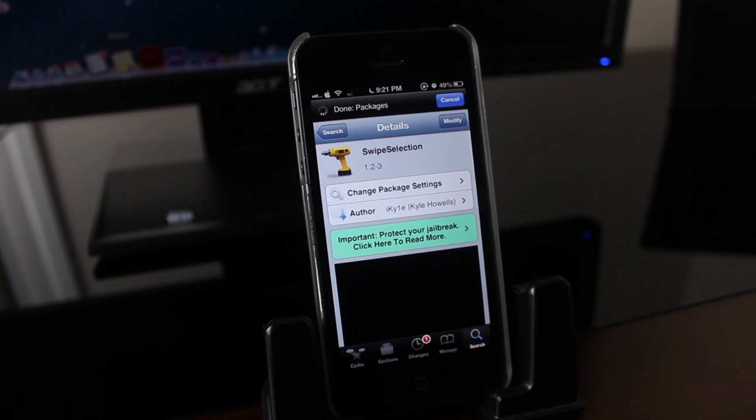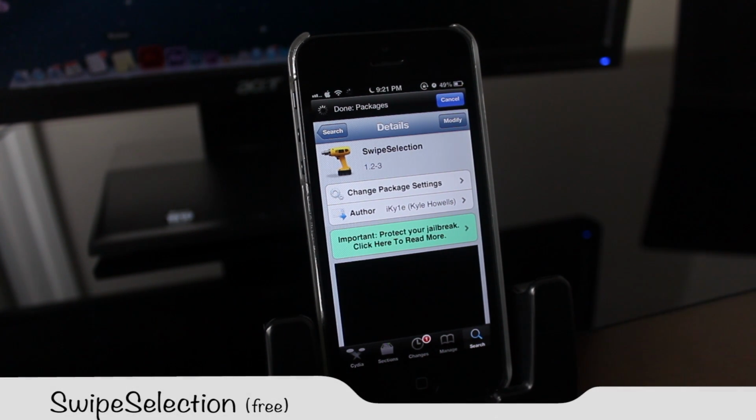Okay, so here's an example of a brilliant idea that was executed very well. The tweak is called SwipeSelection, and that's one word. It's probably one of the coolest tweaks I've ever downloaded. It's one of those things that makes you want to jailbreak.